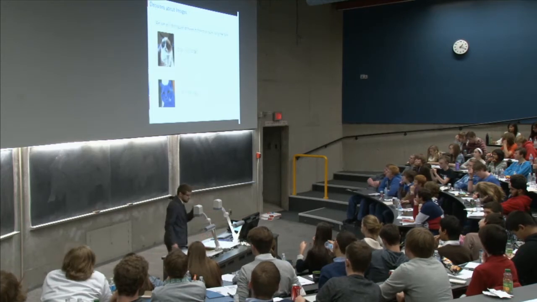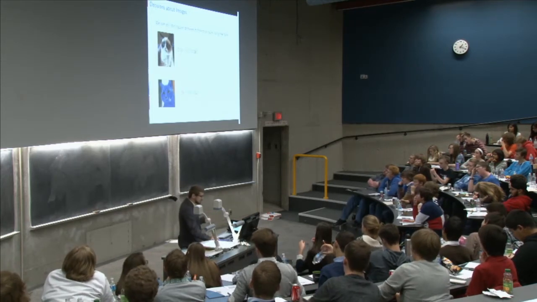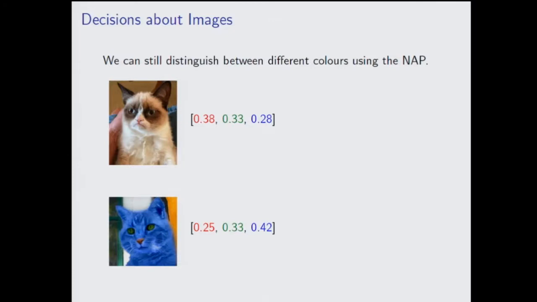So I just want to mention that we can still distinguish between colors the same way that we could before, actually a little bit better. If you look at Grumpy's nap, then the red is much bigger than the blue. And if you look at Creepy Blue Cat's nap, the blue is the biggest one by far. And then we've got less red and less green. Okay, so we haven't lost any information about the colors.